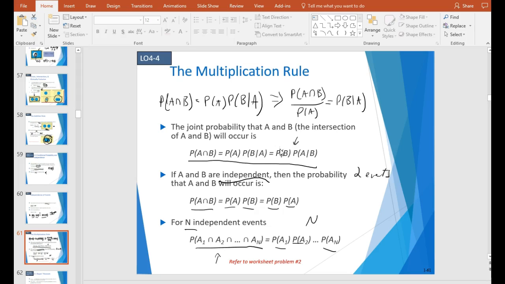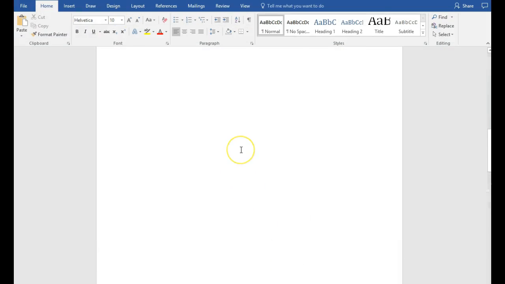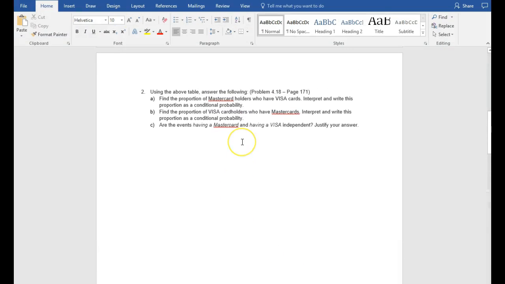Okay, let's look at our worksheet. We're going to look at problem 2. Using the above table, the table that we just used in the last video, find the proportion of MasterCard holders who have Visa cards. Interpret and write this proportion as a conditional probability.